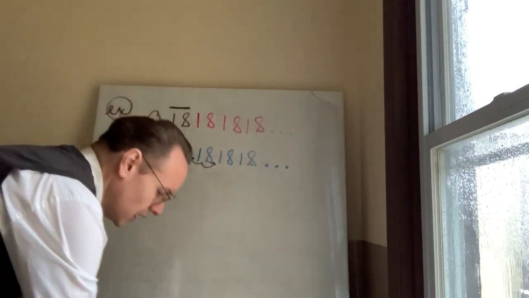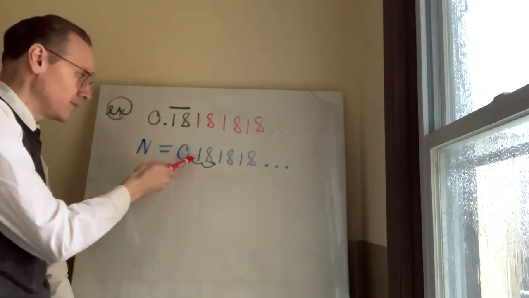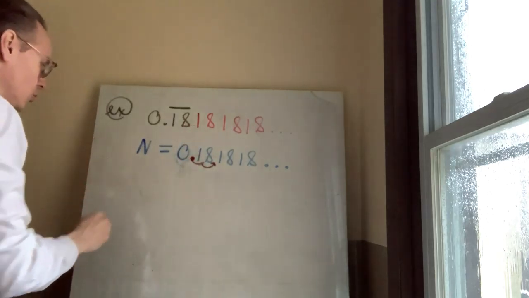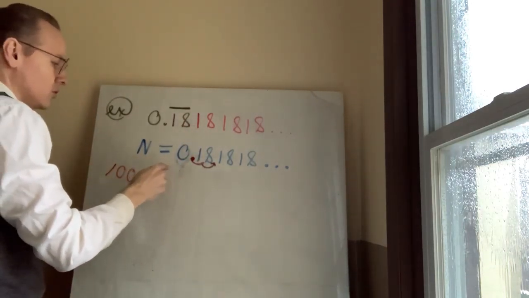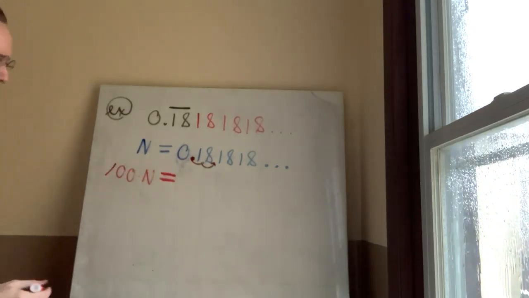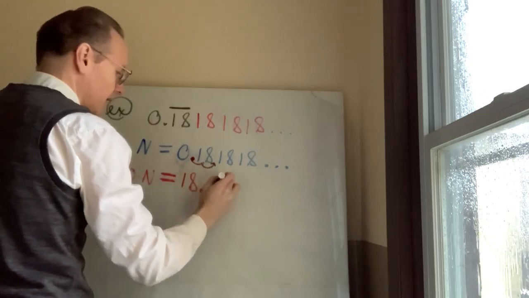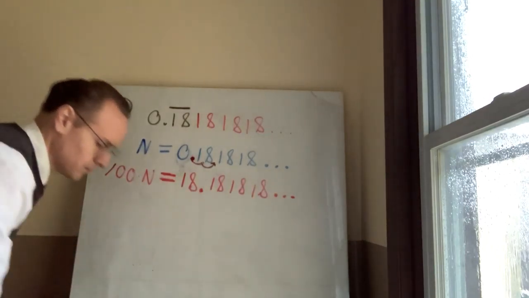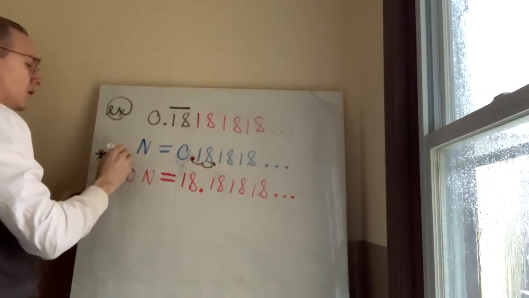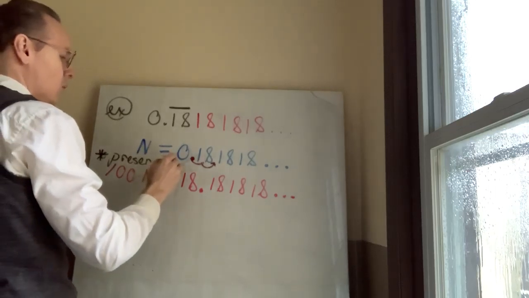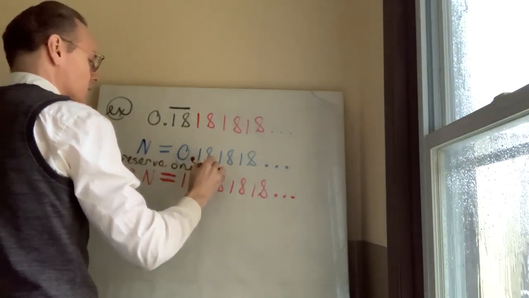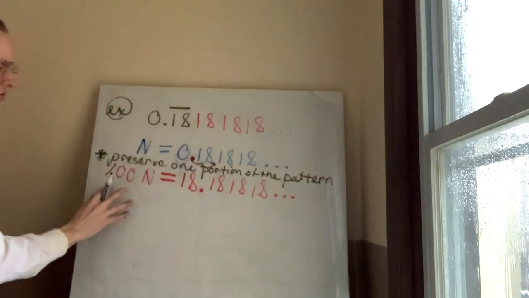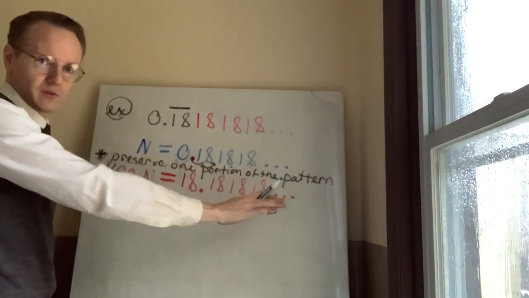Now what would it take? What would we have to multiply by to justify moving a decimal point from here to here, two spaces? You would need to multiply it by 100 to accomplish that, right? In which case you would have 18.181818. Okay. That's preserving one portion of the pattern, basically. Just multiplying by 100 makes it 18, and then the pattern into infinity.